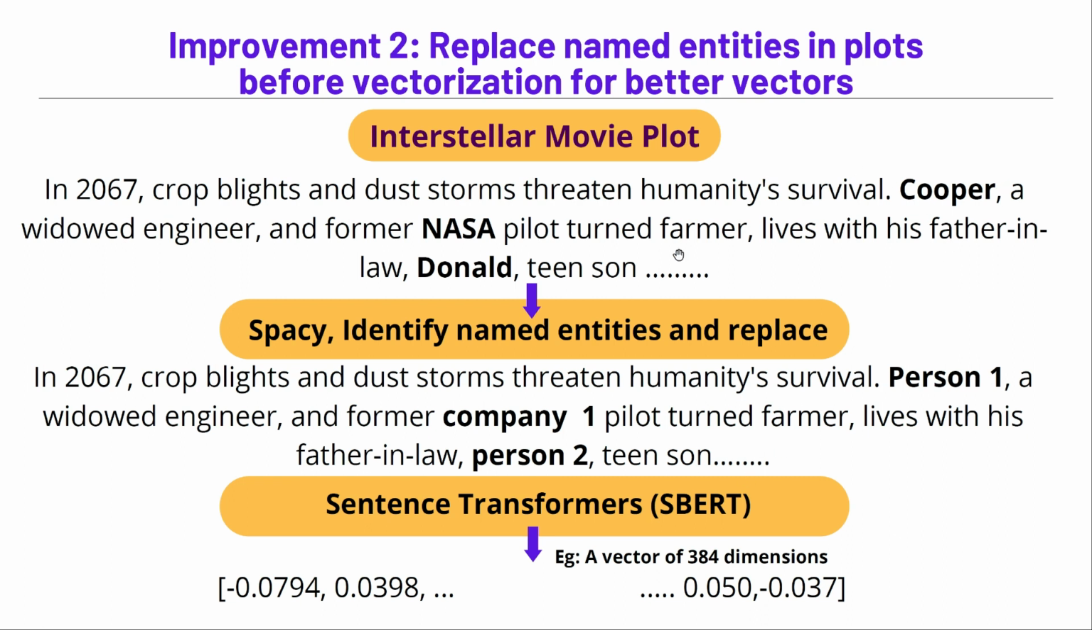So if you replace named entities with their generalized form, then the vector that you might get out of it will be more suitable to cluster based on the genres. So improvement 2 could be replacing named entities with their generalized alternatives, so that the vector that you extract will be of better quality and not influenced by these named entities.